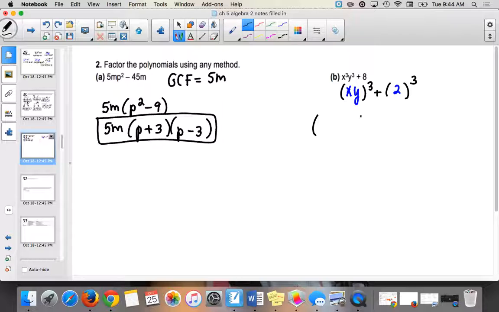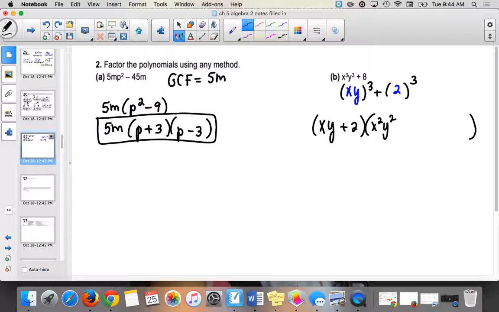All right, and then we do our binomial and trinomial. So it's a little tricky because xy is that first term. So what do I get? I'm going to drop the cubes and I get xy plus 2. What do I get when I do xy times itself? xy times xy: x squared y squared, or xy in parentheses squared, right?